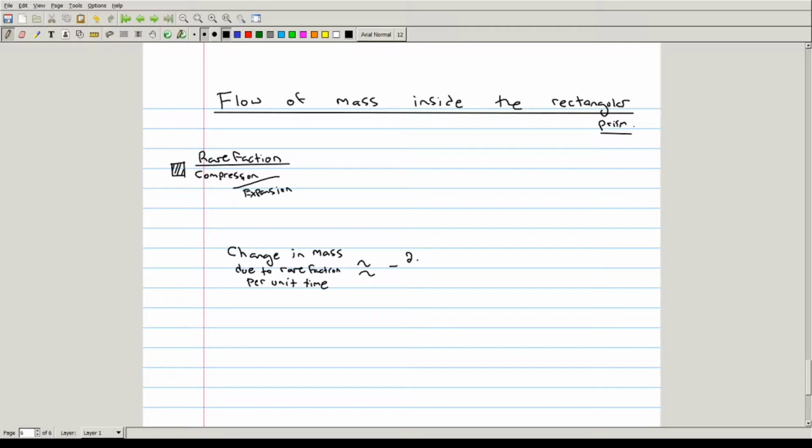negative rate of change of density with respect to time, evaluated at the point R, multiplied by the volume of the region, delta X, delta Y, delta Z. So remember, all of these approximations only work when delta X, delta Y, and delta Z are small enough and the fields are smooth enough to do these types of approximations.